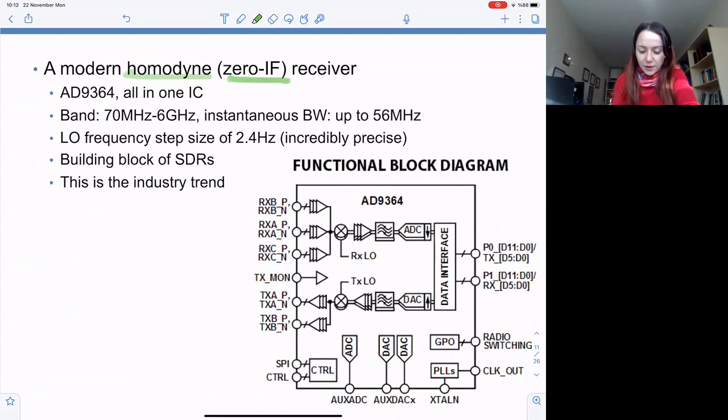So this is an integrated circuit that does this. It takes signals from 70 megahertz to 6 gigahertz, and the instantaneous bandwidth can be up to 56 megahertz. So a pretty successful IC. The LO frequency tune step size is 2.4 hertz. It is incredibly precise. This IC is used frequently as a building block of software-defined radios, and this is the industry trend nowadays.